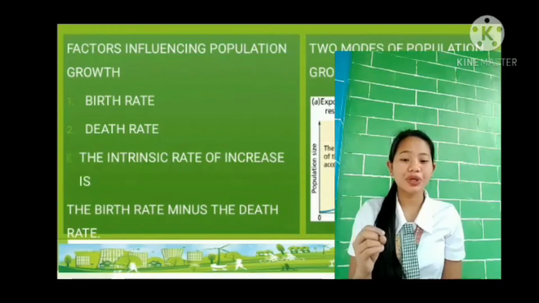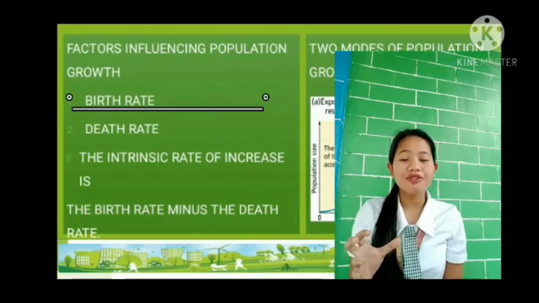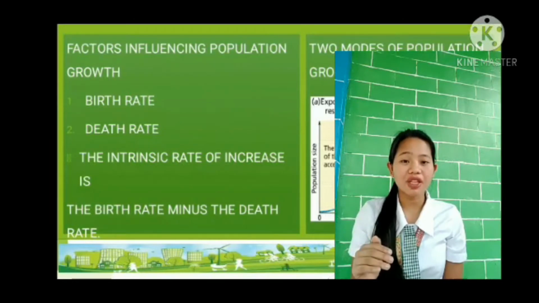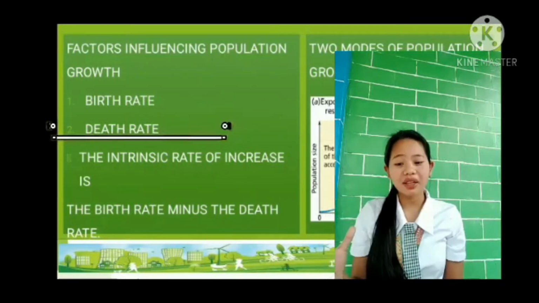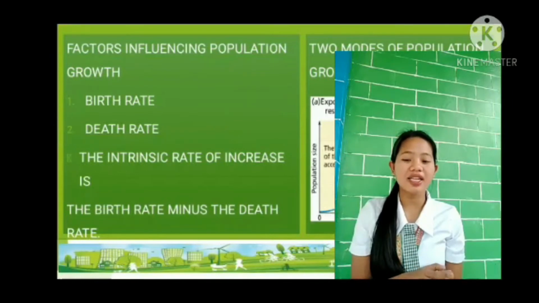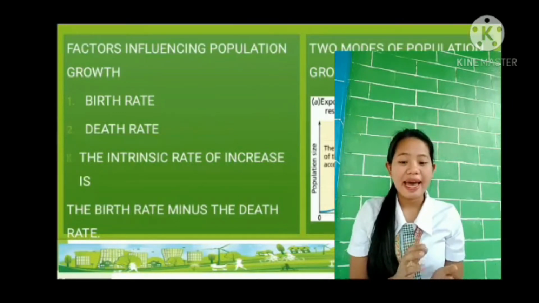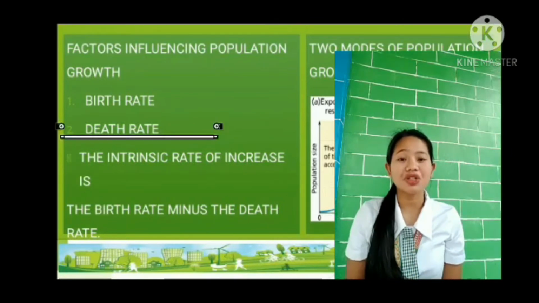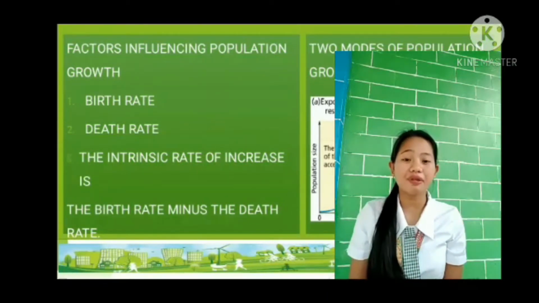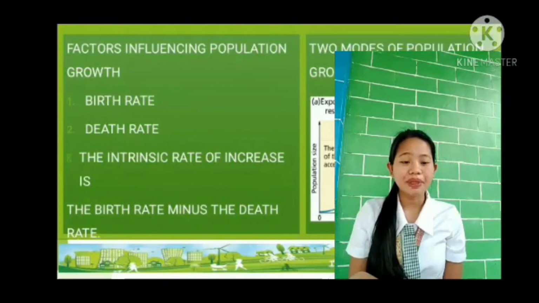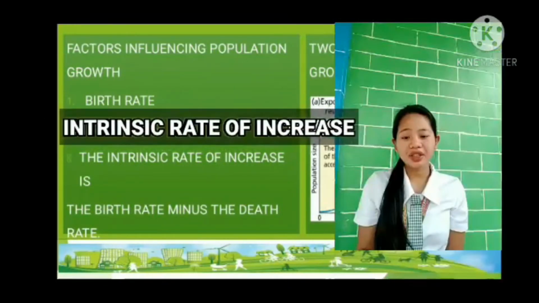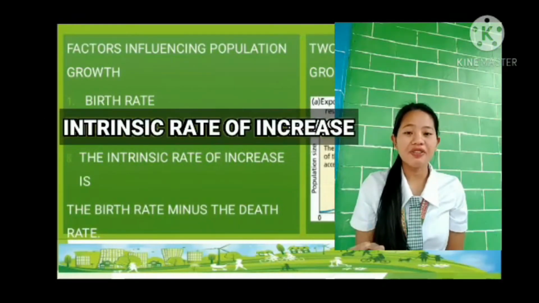Birth rate, or crude birth rate, is the number of live births per 1,000 population in a given year. Death rate is the term used to define the number of deaths every year per 1,000 people in a population. The intrinsic rate of increase is the difference between the birth rate and the death rate.